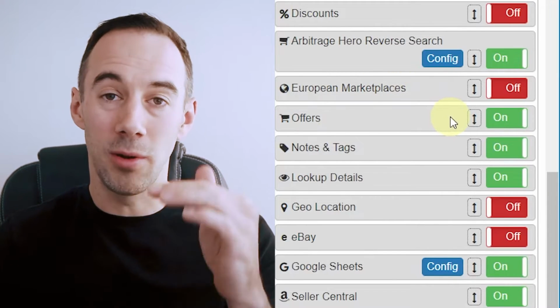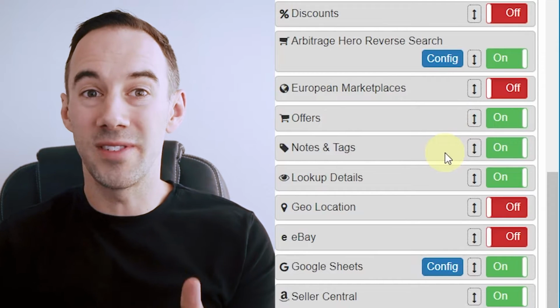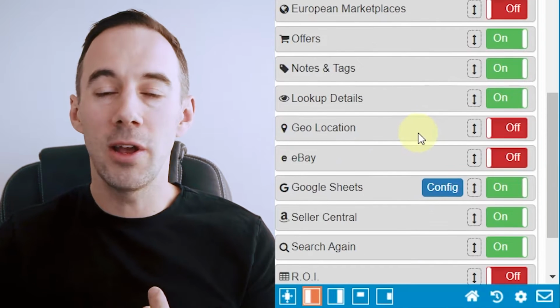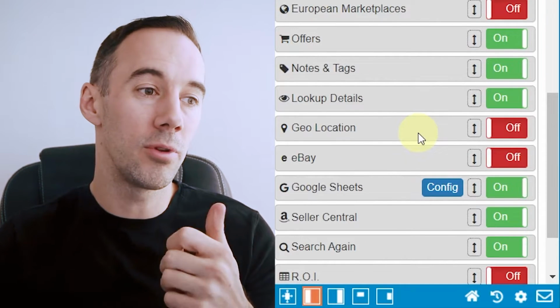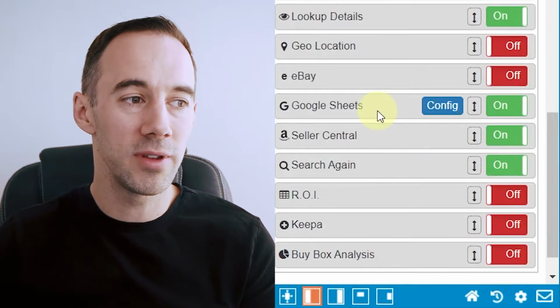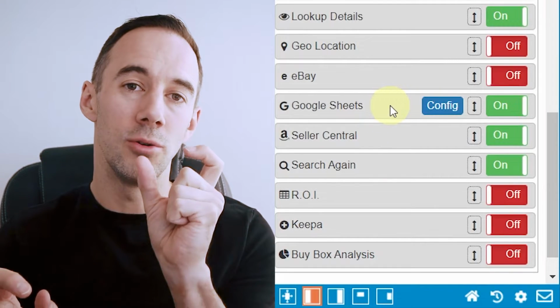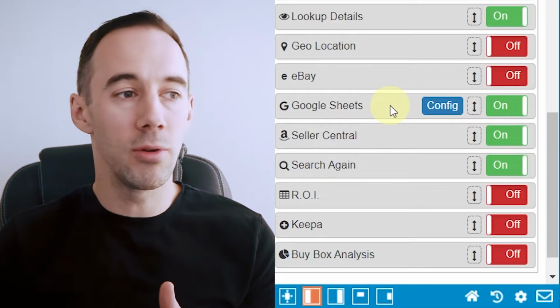Offers we like to know about, so who are the other sellers on the listings. Notes and tags, we can save notes to products, absolutely love that. We can do lookup details. Geolocation, if we're scanning, for example, going in person. eBay, not so interested in. Google Sheets, you definitely want that on and you want to set that up so that you're saving your products to a Google Sheet, just going to make your life so much easier.